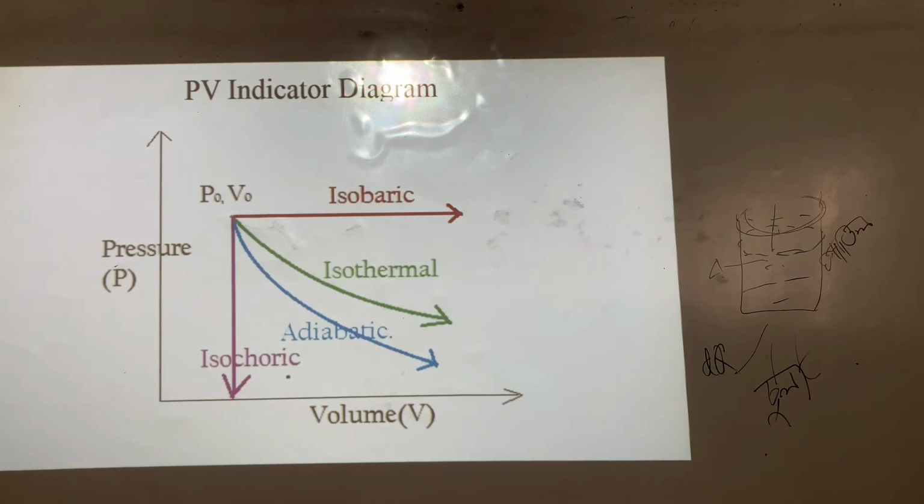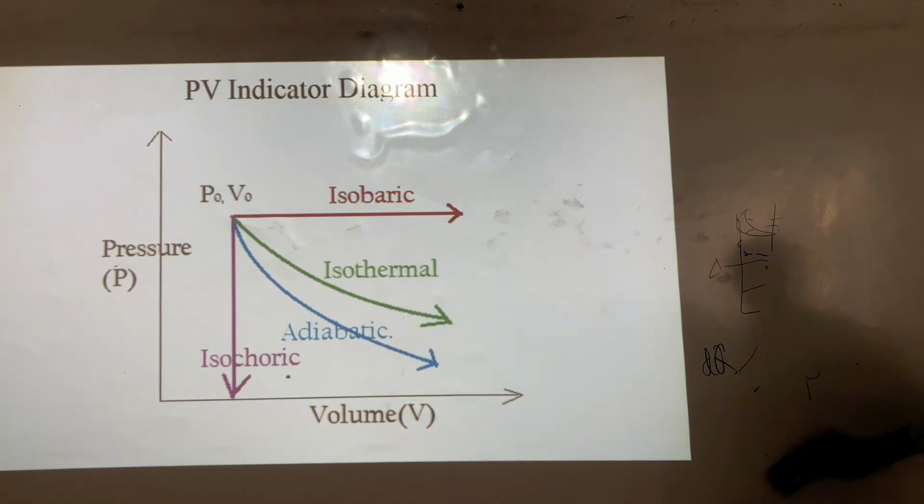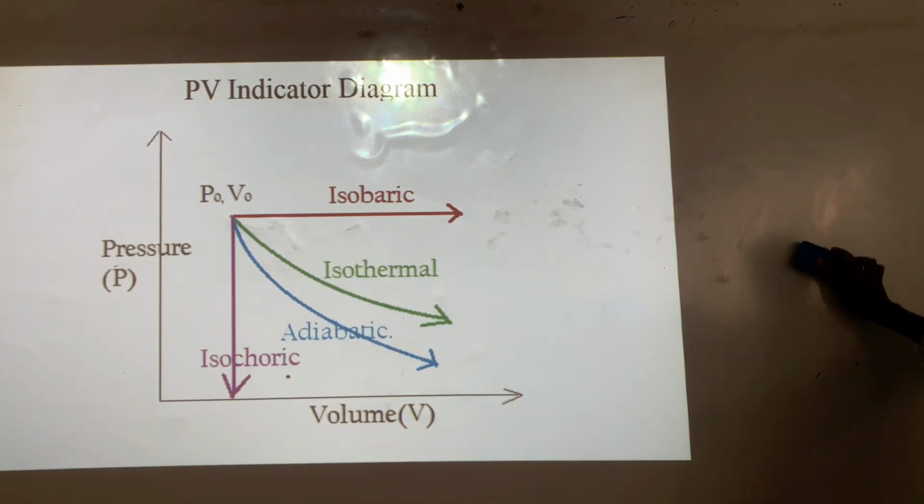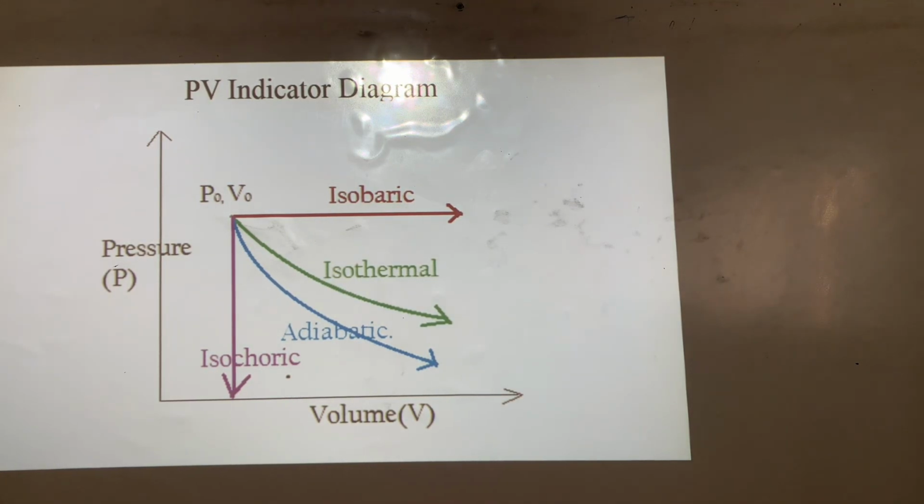So this is what we call indicator curve. Indicator curve কি করে? y অ্যাক্সিসে থাকে প্রেসার আর x অ্যাক্সিসে থাকে ভলিউম। এবং এই কার্ভের দিকে তাকালে কি দেখতে পাচ্ছ?